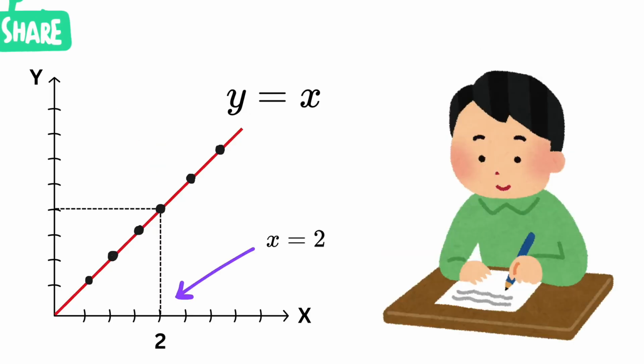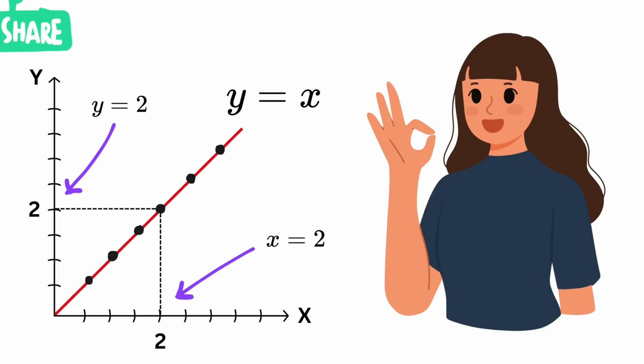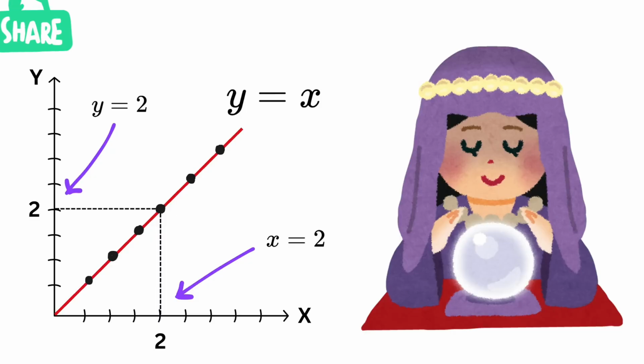For example, if x equals 2, then y equals 2, right? This relationship shows how y changes as x changes. But this kind of relationship is easy to visualize because it's a straight line, constant and predictable.